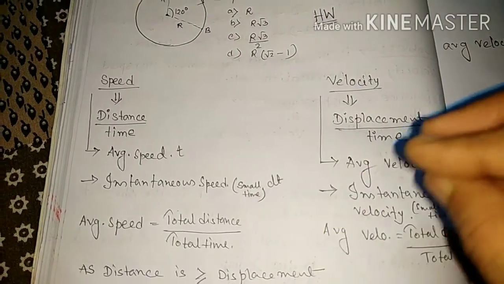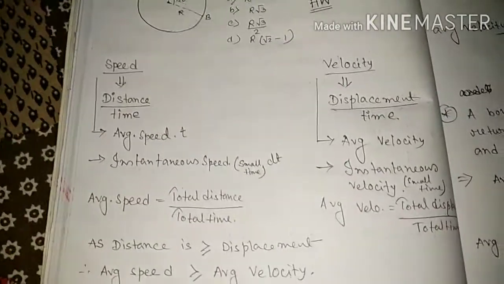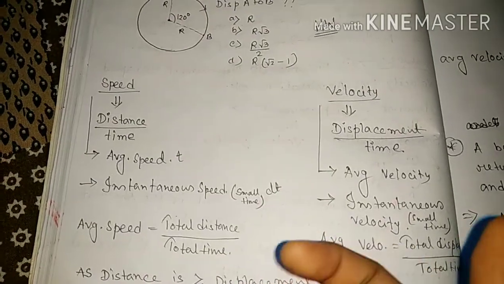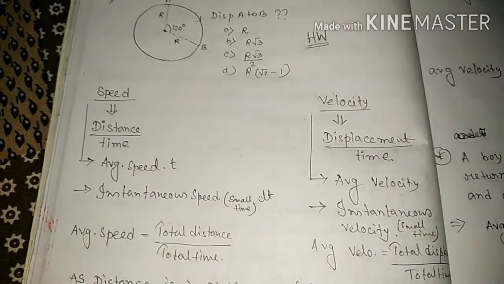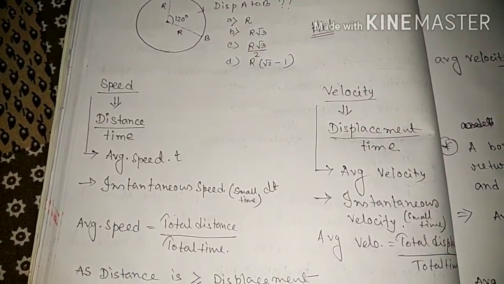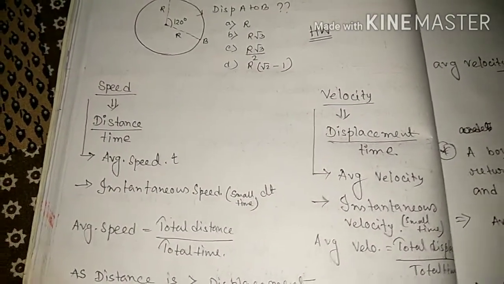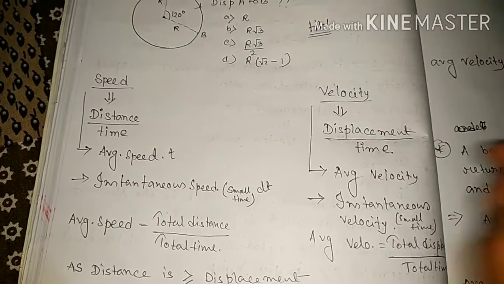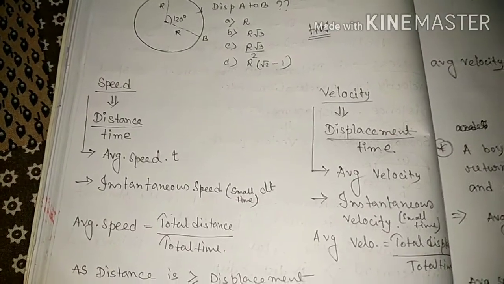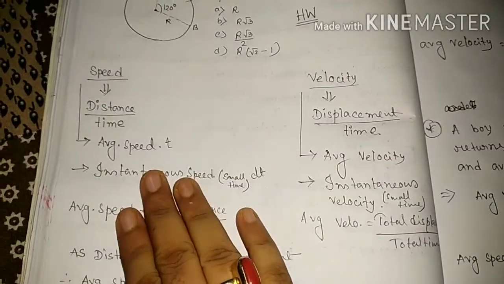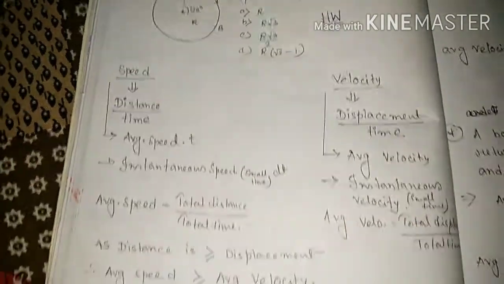Now in speed and velocity, we studied average speed, instantaneous speed, average velocity, instantaneous velocity. Average speed or average velocity we calculate for a long time interval. But instantaneous speed or instantaneous velocity is valid for a small time, at a particular instant of time, and this is denoted by dt. dt is a very small time fraction. So in the next video we discuss instantaneous speed and instantaneous velocity. Today we discuss only average speed and average velocity.